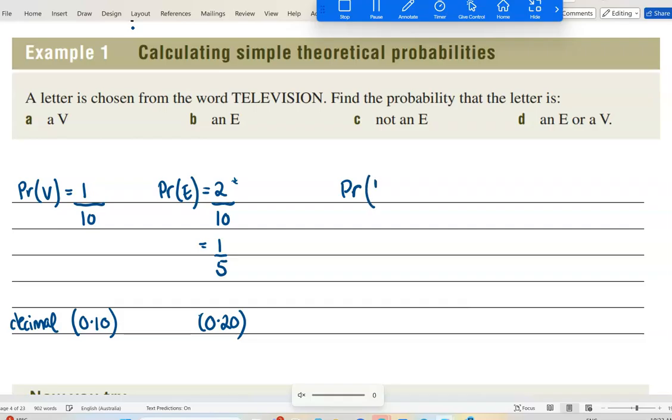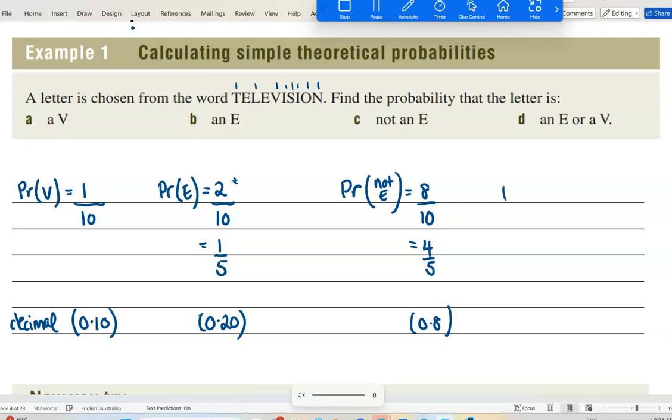Okay, the probability that it's not an E. So what are all the letters that aren't an E? That's T, L, V, I, S, I, O, N. So how many is there? There's 8 out of 10. We can simplify that, so we could write it like that. Obviously, a decimal is 0.8 because 8 out of 10 is 0.8.